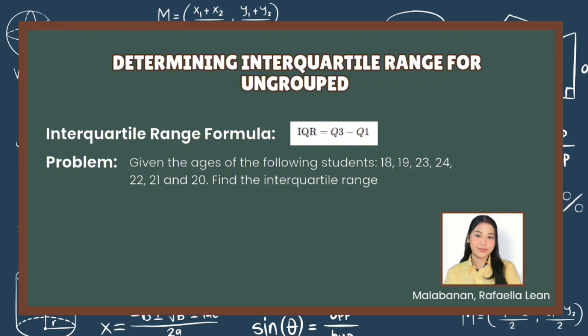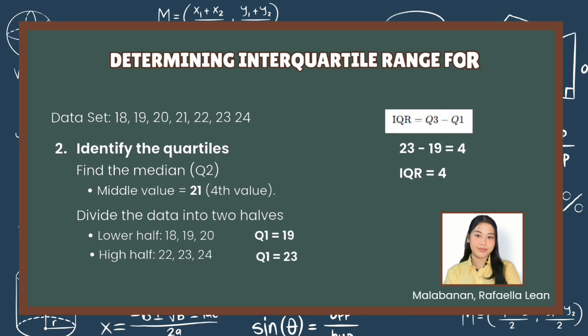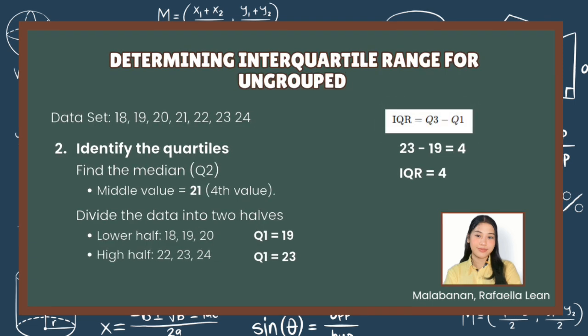First, we need to arrange the data in ascending order, or arrange the dataset from the lowest value to the highest value. After this, we can now get the median, which is the middle value of the dataset. Here in the given problem, the middle value is 21, which is the fourth value.